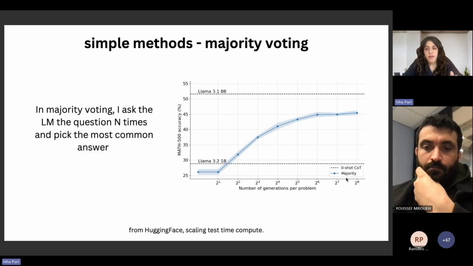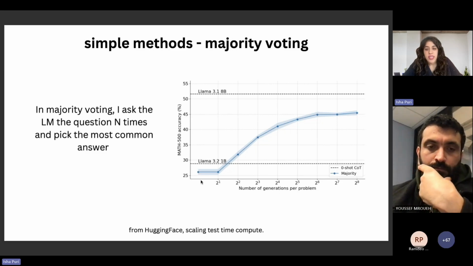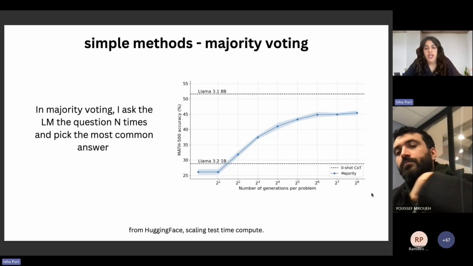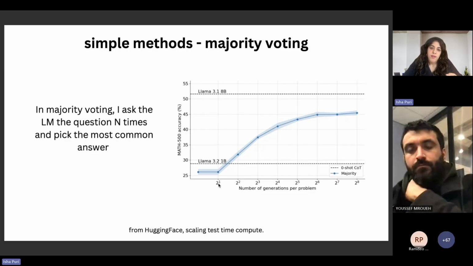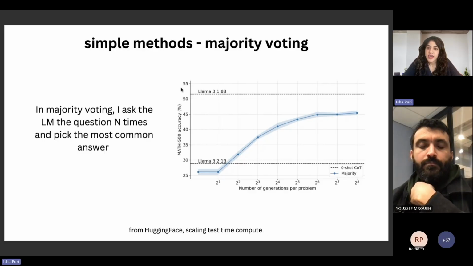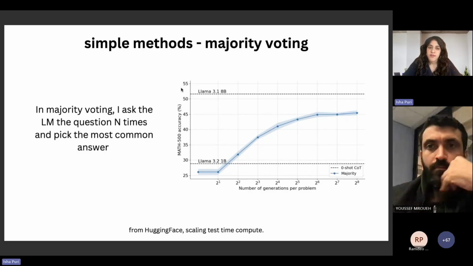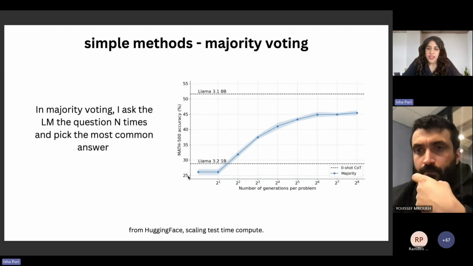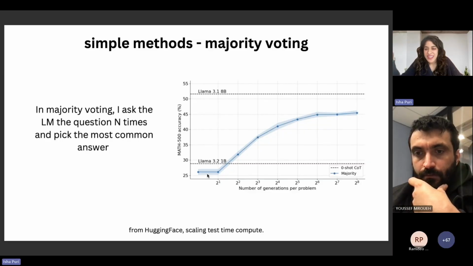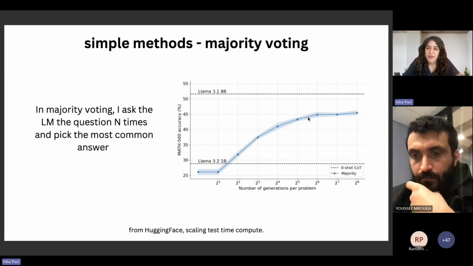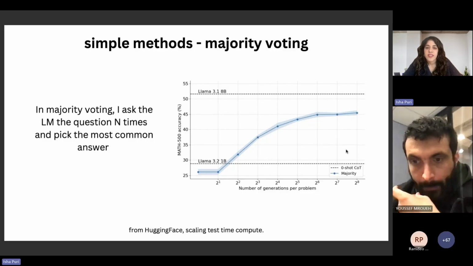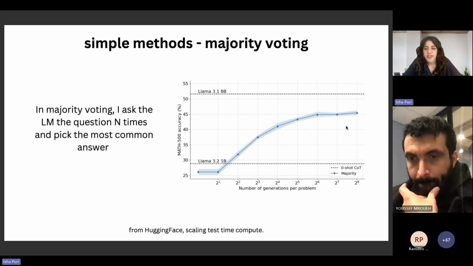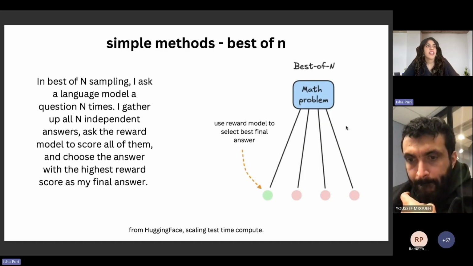And as you can see in this graph from a Hugging Face blog that came out last year, the x-axis is the number of generations, so just the number of times you're querying the model. And the y-axis is the accuracy of your method on a Math 500 data set. So this is the kind of inference time scaling curve that everyone wants nowadays. You can see this very general gradual progression up. As you query the language model more times, with the most common answer being your final answer, your accuracy goes up.